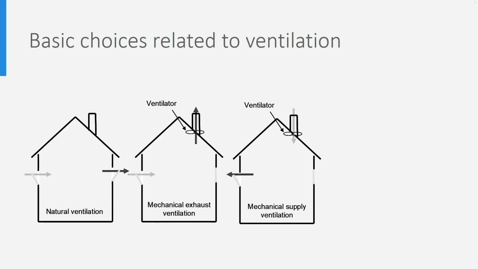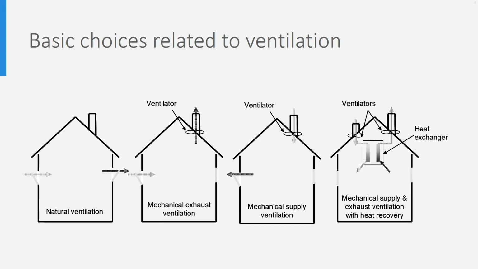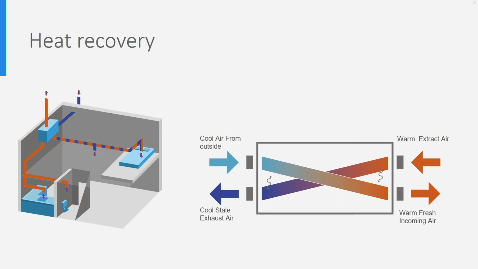And finally we have the balanced system, in which there are two ventilators that arrange both supply and exhaust air. The main advantage of this system is that you can make use of a heat recovery system. This is called heat recovery ventilation and has been applied for decades in many air handling units in service buildings. The application in residential buildings is more recent, but is becoming more standard now in North European new builds. Let's take a closer look at how it works.